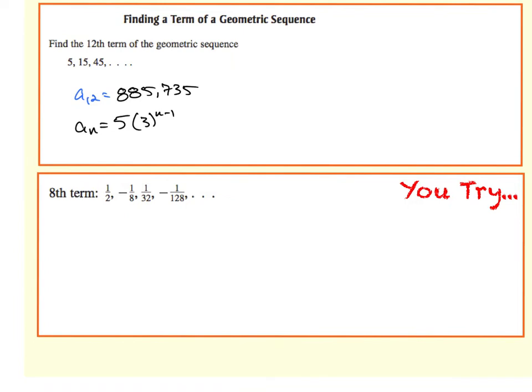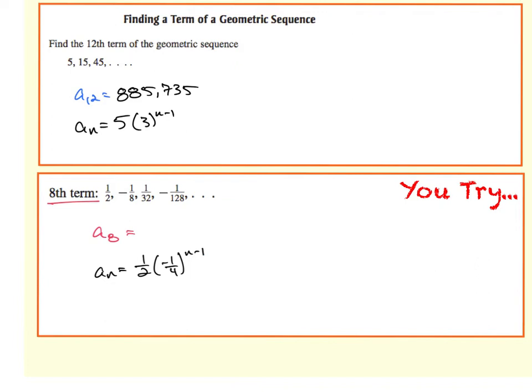All right, let's look at this next one. So now I'm given 1/2, I'm sorry, negative 1/8, 1/32, negative 1 over 128. And I'm trying to find the 8th term. I'm trying to find eventually a sub 8. But before I find a sub 8, I should build a sub n. And so what is my a sub n? 1/2 times negative 1/4 to the power of n minus 1.